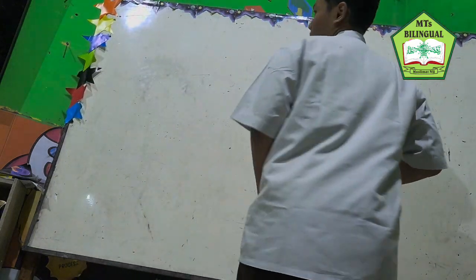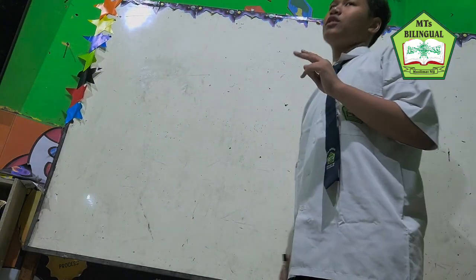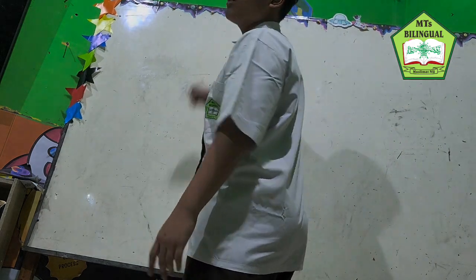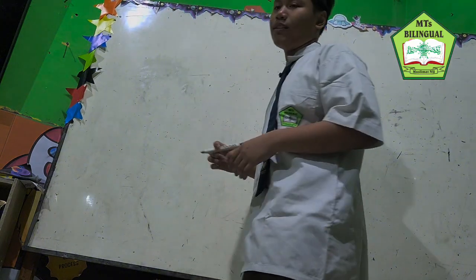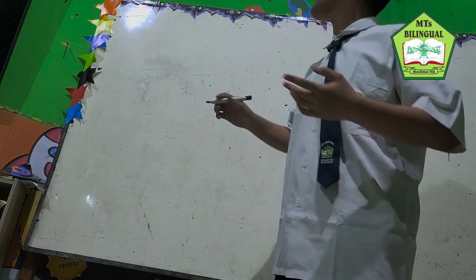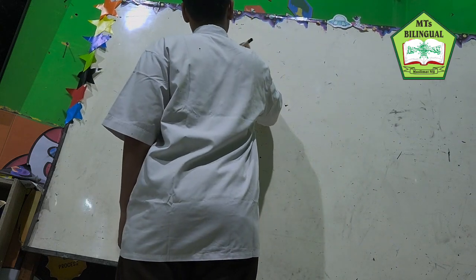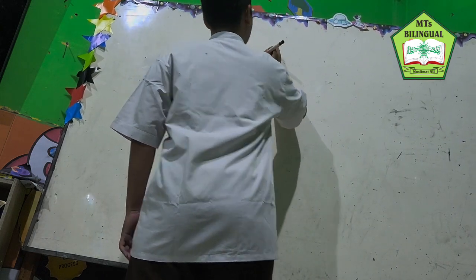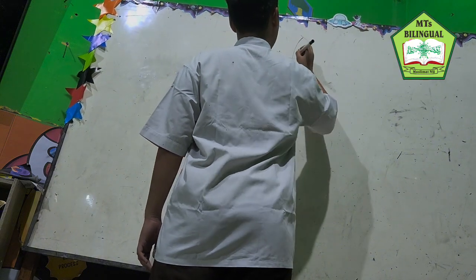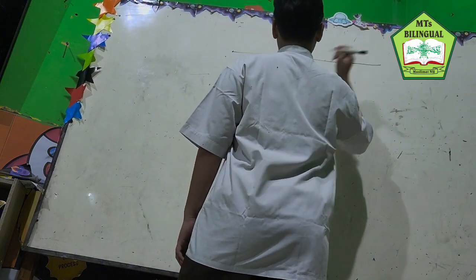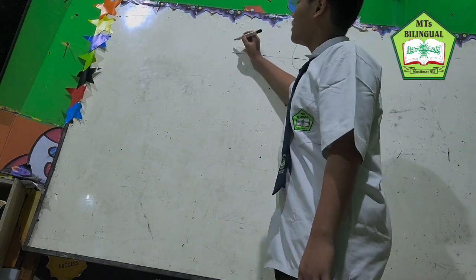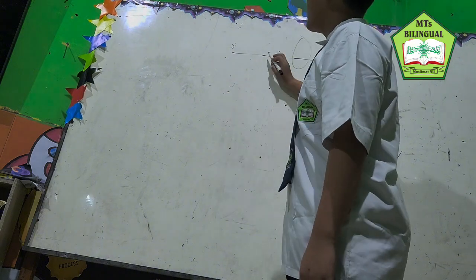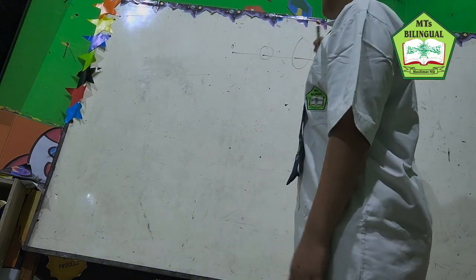In mirrors and lenses, there are two types. There is a concave mirror and a convex mirror. Also, a concave lens and a convex lens. There are two points here. This is the distance of the object, and this is the focus of the mirror or lens.